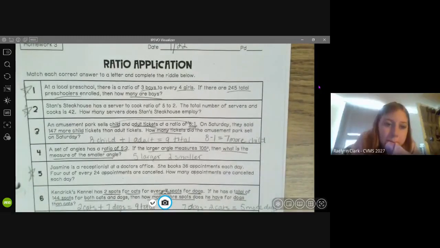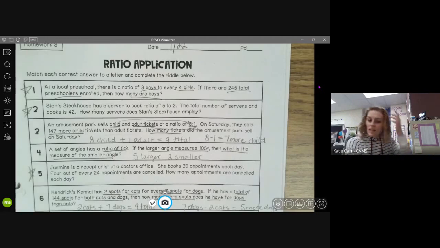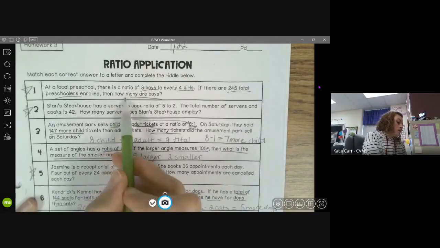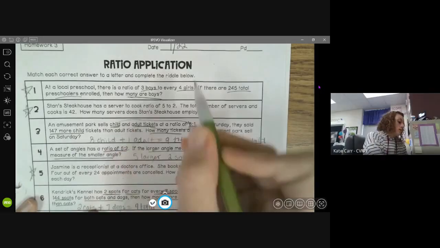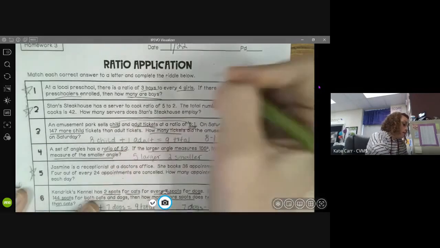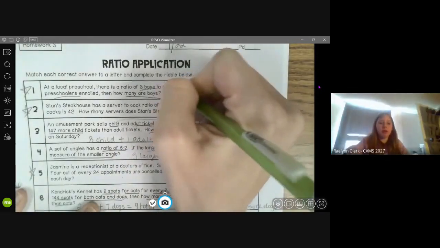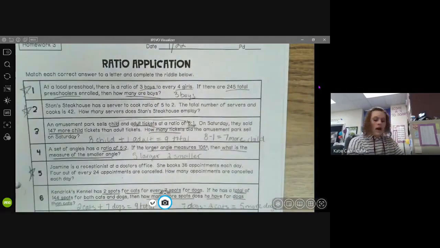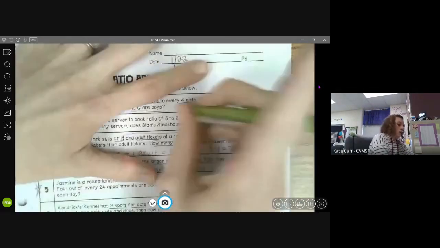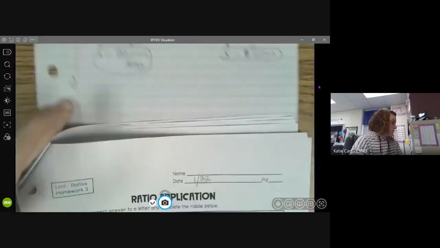So we would do, what's it asking for? What number is it asking for? How many boys are there? So we need this boy number, right? So you could say 3 boys. Well, here, actually, we don't need to do anything. I'll write it on the other sheet of paper. So 3 boys. Here.